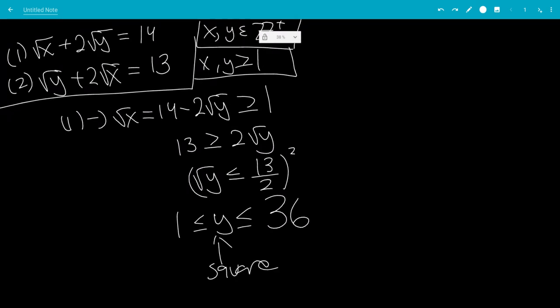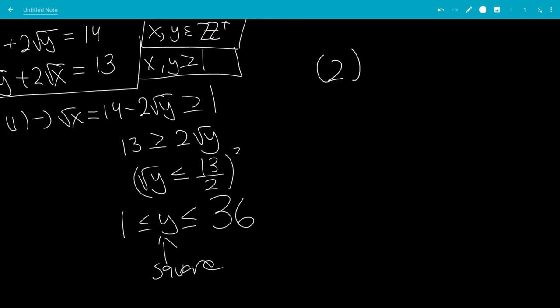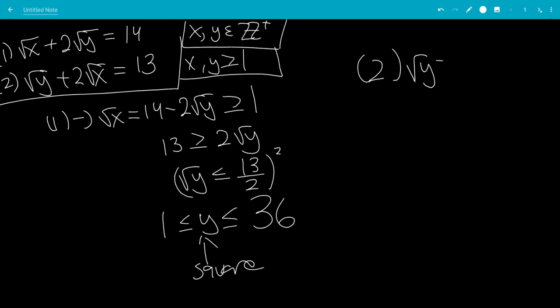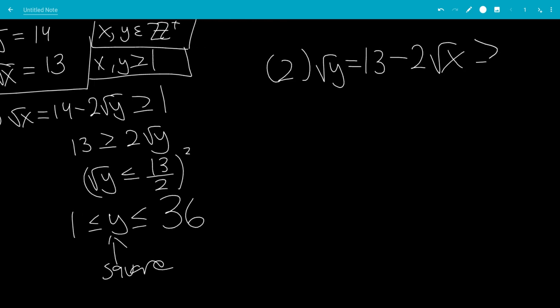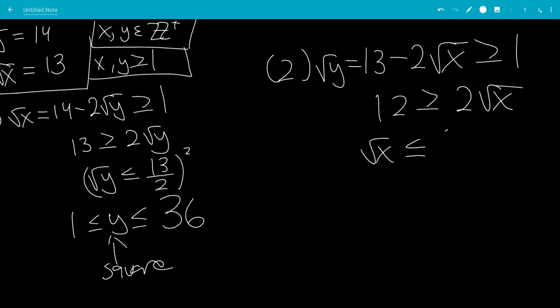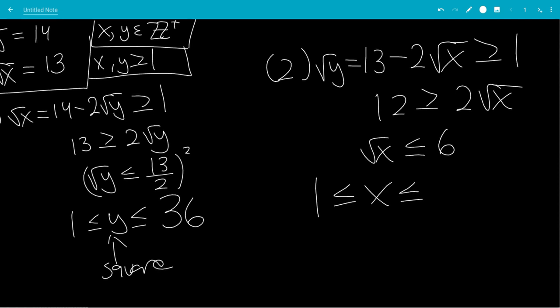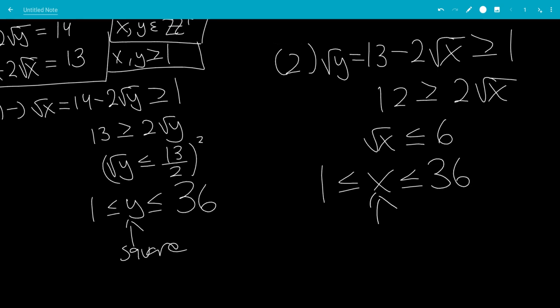Okay, good. Now let's do the same thing for equation 2. For equation 2, we have that the square root of y equals 13 minus 2 square root of x. That also has to be bigger than or equal to 1. Let's solve for the square root of x. So that would be 12 bigger than or equal to 2 root x. Divide by 2, switch the signs. The square root of x is less than or equal to 12 divided by 2, which is 6. So again, x has to be bigger than or equal to 1 and less than or equal to 36, and it's a square, like we said before.